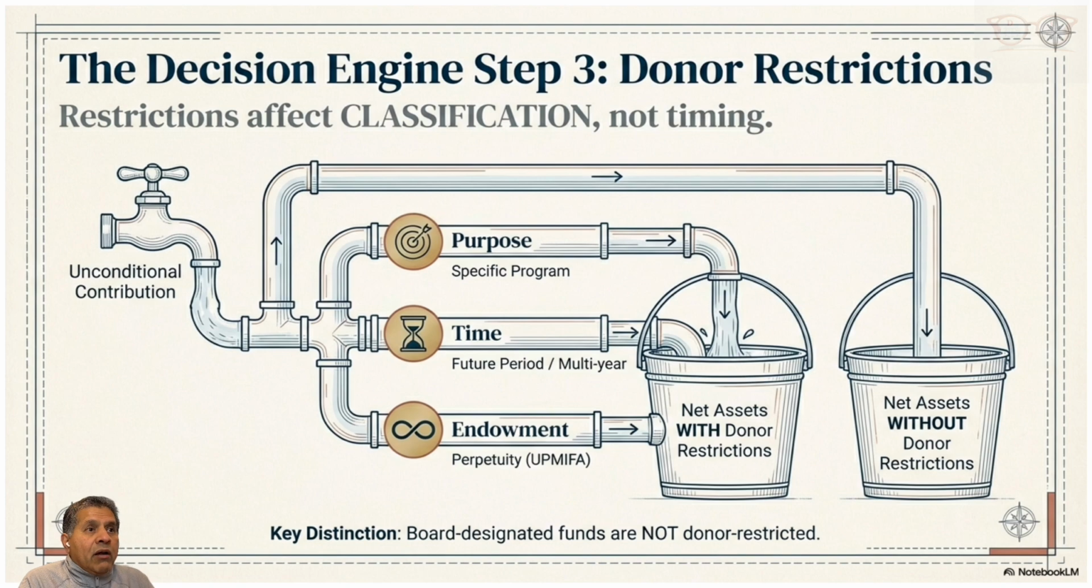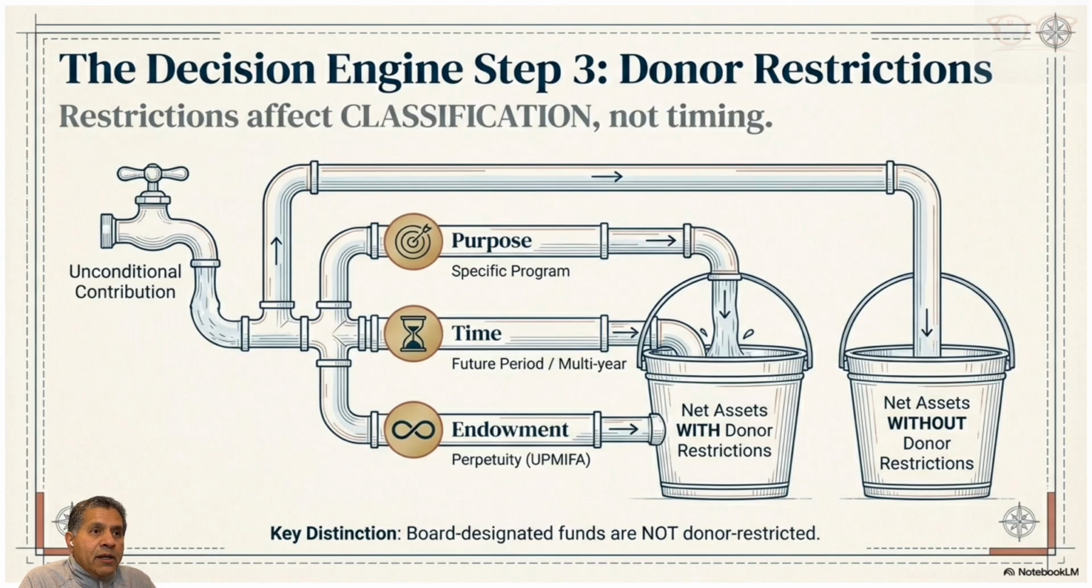Step 3 is often confused with step 2, but it's different. This is about donor restrictions. While conditions affect timing, restrictions affect classification. There are 3 main types. Firstly, purpose. Use this for the arts program, for example. Secondly, time. Use this in 2026. Thirdly, endowment. Keep this forever.